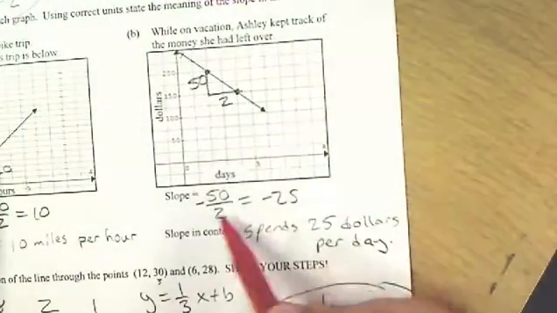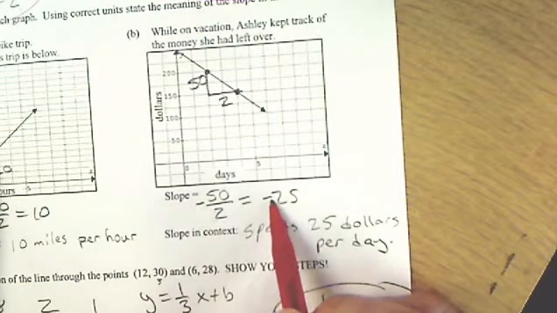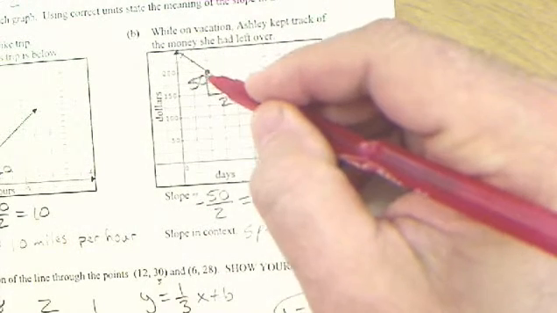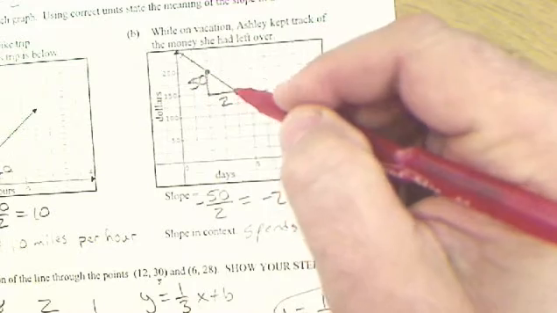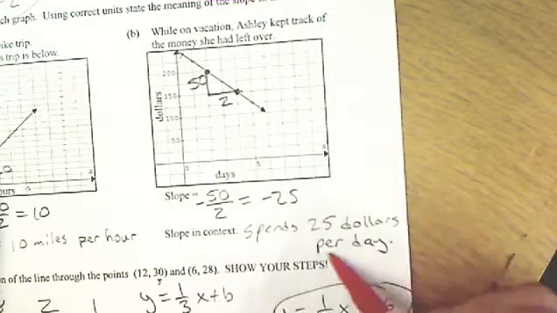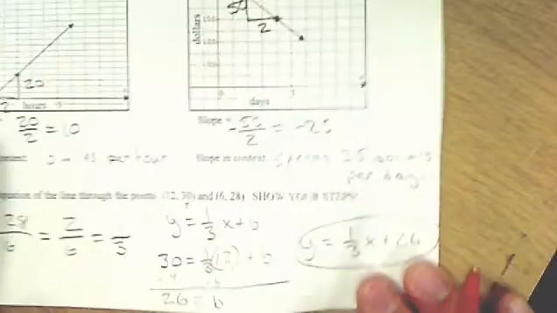This one's going downhill, so it's negative. So many people forgot to put the negative here. Spends $50 every 2 days. Spends $25 per day. If you reduce it, it's $25 per day.